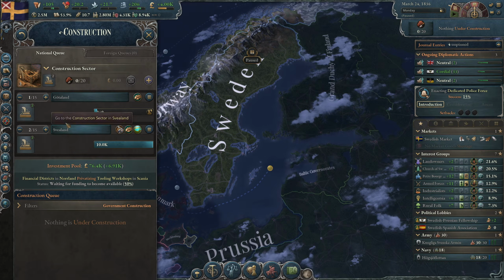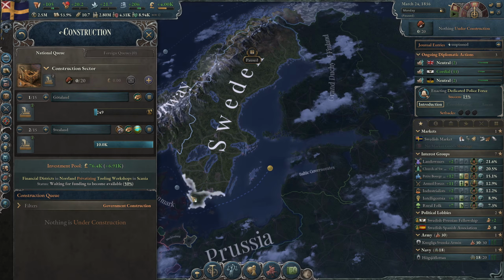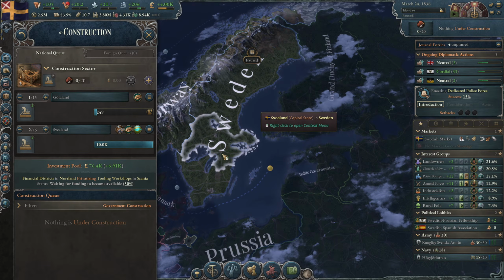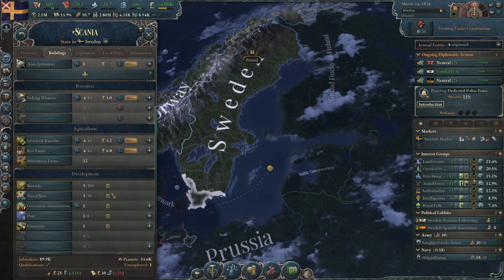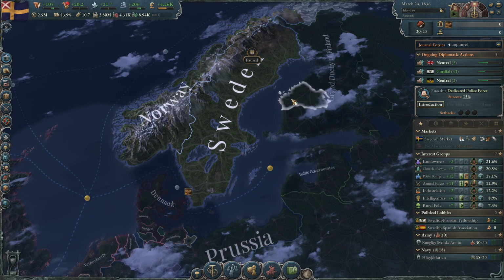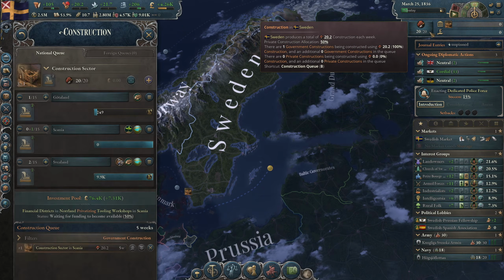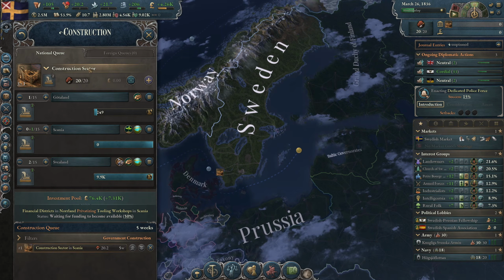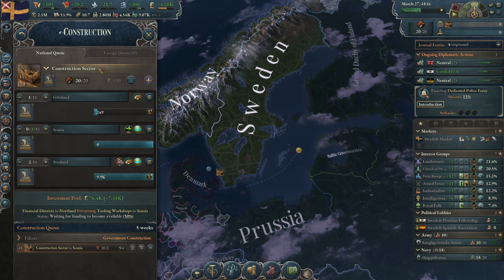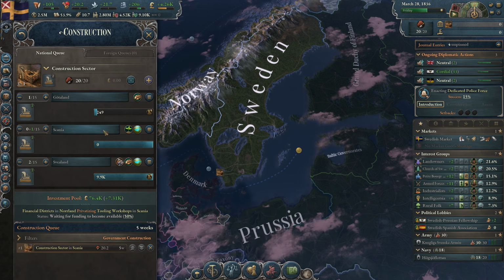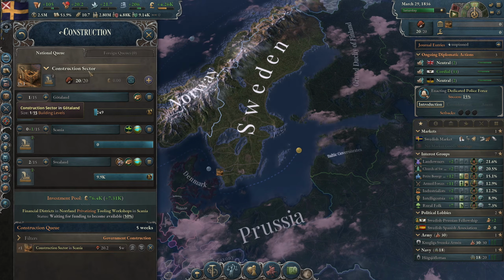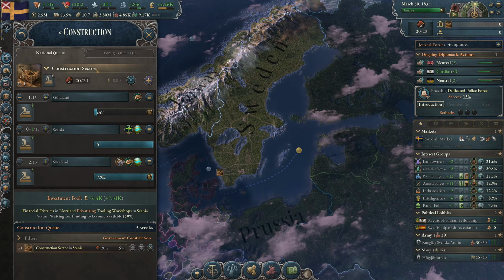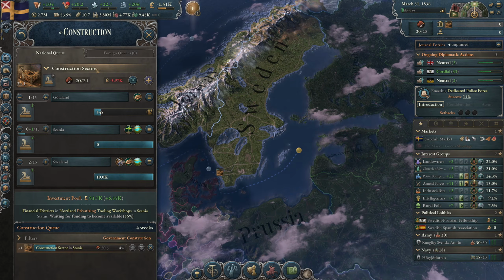So we have 2 in Svealand, 1 in Götaland. I'm gonna build 1 in Scania. There we go, so that we have at least some construction sectors in a couple of the states. It gives employment to the people, and you get a small bonus per level on the building speed over there. So let's go over it.